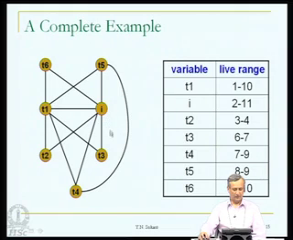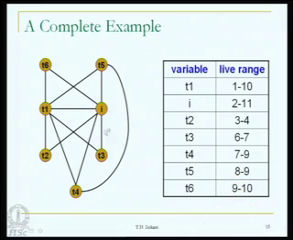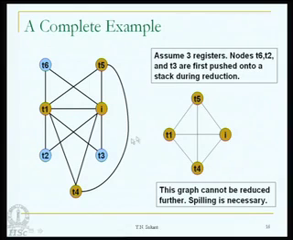And then the others, for example, T6 does not interfere with any other node except T1 and I, and so on. So, these live ranges are all small, but still coloring this with 3 registers is not a trivial job. So, let us assume that there are 3 registers.